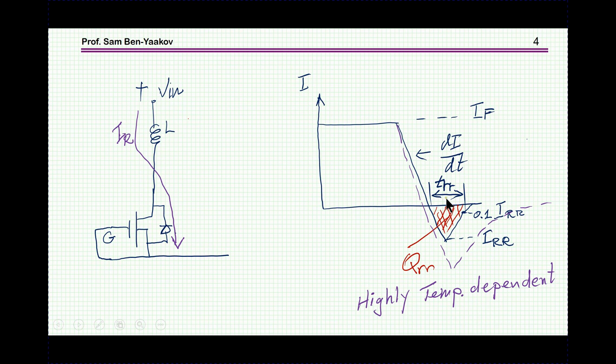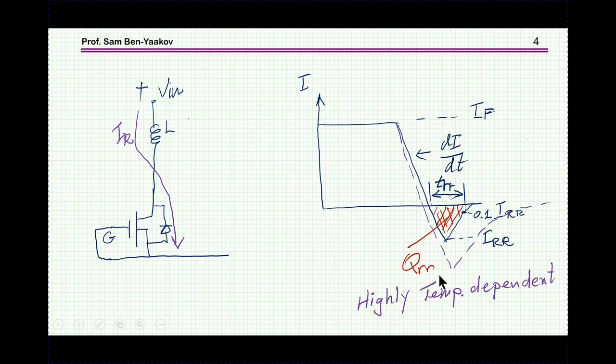Now, the reverse recovery time is defined from the crossover to 0.1 until it reaches 0.1 of the peak. This is IRR, this is the peak reverse current, okay? So it goes all the way here and then recovers. And the Q is the area here. This is the integral of this current over time. This is time here. I'm sorry, I didn't mark it. This is time. And so this area is the charge.